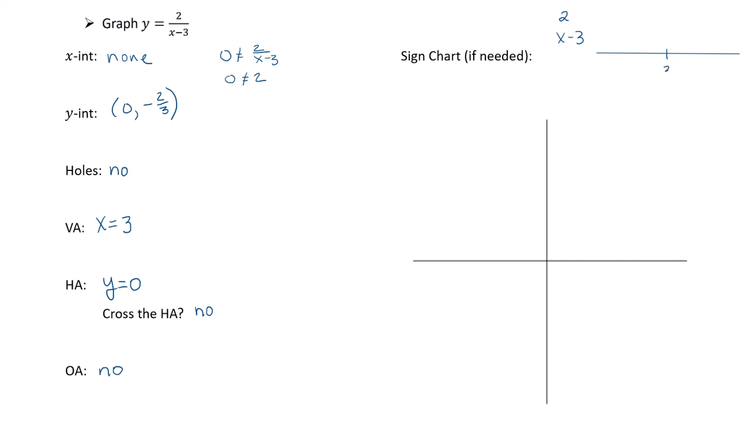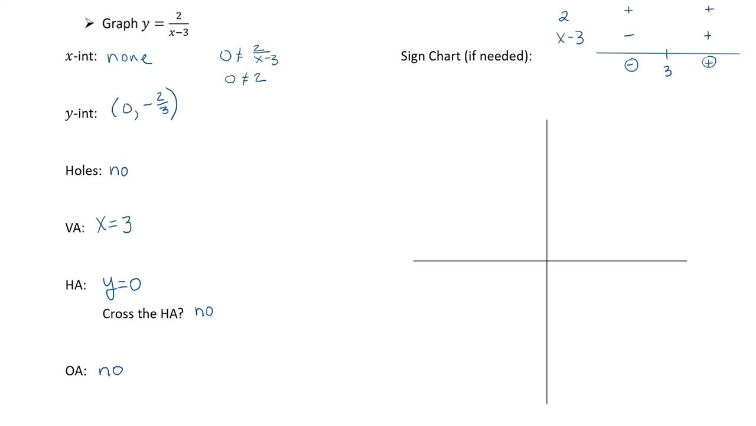We have one critical value of 3, and our factors are 2 and x minus 3. 2 is always a positive number wherever we are. Let's test 0. 0 minus 3 is negative, and a positive times a negative is negative. Let's try testing 4 in this right interval. 4 minus 3 is positive, and a positive times a positive is positive.